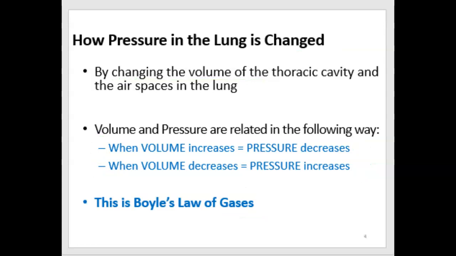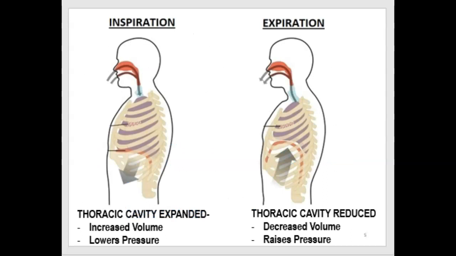And so when we breathe, during inspiration, the thoracic cavity is expanded. That means that we've increased the volume of the thoracic cavity and therefore lowered the pressure of any gas that is inside the thoracic cavity. When we exhale, we reduce the thoracic cavity. Notice it's a smaller size now. And this decrease in volume raises the pressure of any gas that's inside that space.